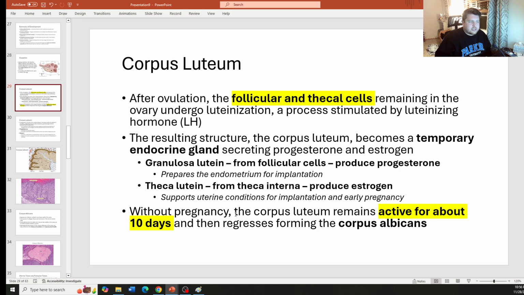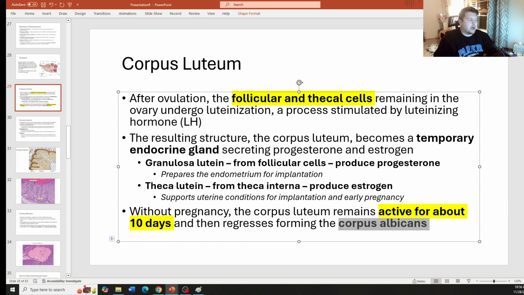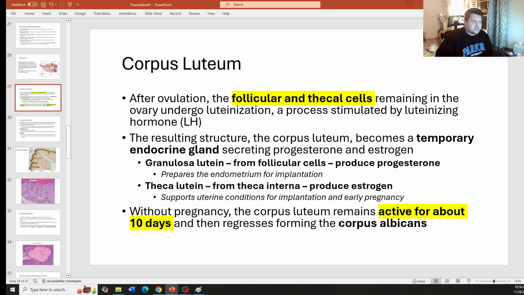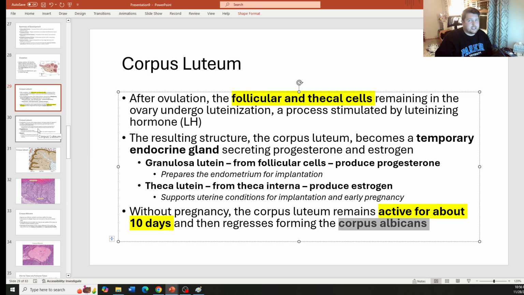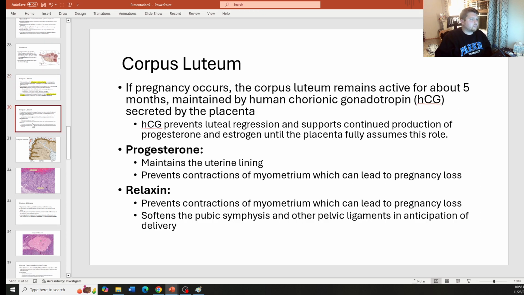And without pregnancy, the corpus luteum will be active for about 10 days and then regresses to form a structure called the corpus albicans. The corpus albicans is essentially a dying corpus luteum, or a degenerating corpus luteum.